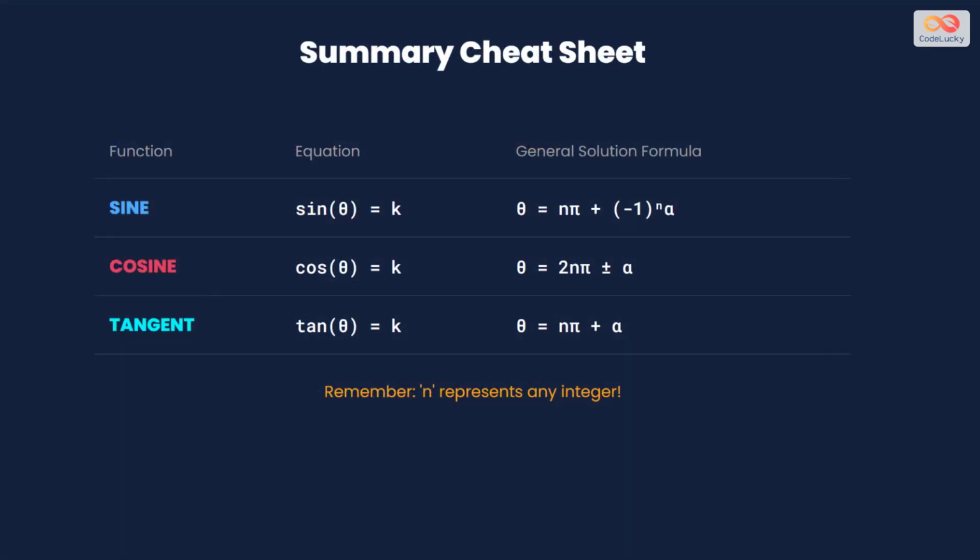Here is everything you need in one place. You might want to pause the video here and take a screenshot. Notice the patterns. Cosine uses 2n pi because of its 2 pi period. Tangent uses n pi because of its pi period. And sine uses that unique alternating term. Master these three, and you can solve any trigonometric equation.